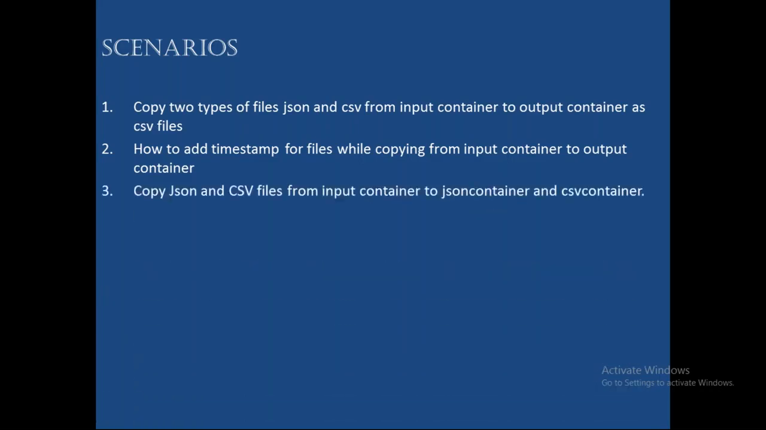And the third scenario is where you have a requirement, you want to copy JSON files and CSV files from the input container to a JSON container and a CSV container. Let's imagine in the input container, we have a combination of CSV files and JSON files. Let's imagine we have two CSV files, two JSON files. Now, when I am copying these files, I want to copy into two different folders. All JSON files, I want to load into a JSON container. All CSV files, I want to load into a CSV container.